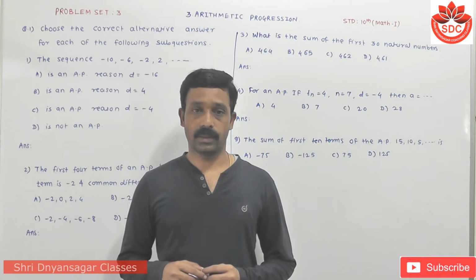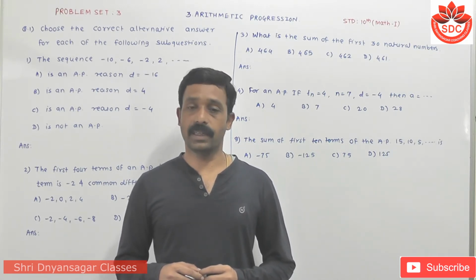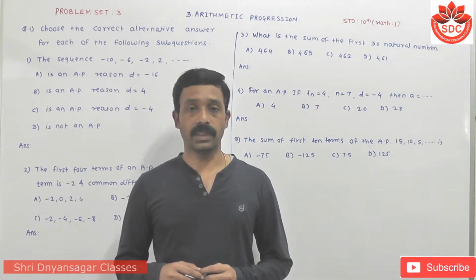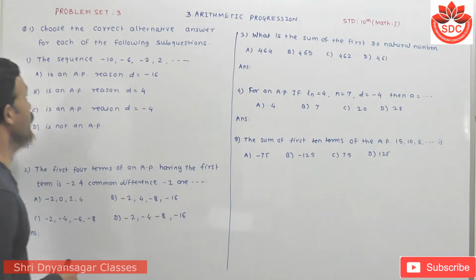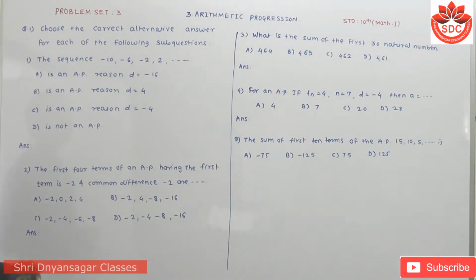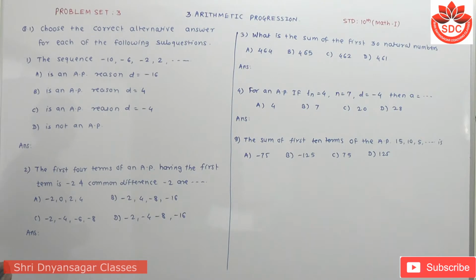Problem set 3 of the chapter Arithmetic Progression, Mathematics 1, Standard 10. The first question is a multiple choice question. Question number 1: choose the correct alternative answer for each of the following sub questions. Students, there are a total of 10 sub questions. Now I have taken only 5 here. You have to solve the remaining at home.